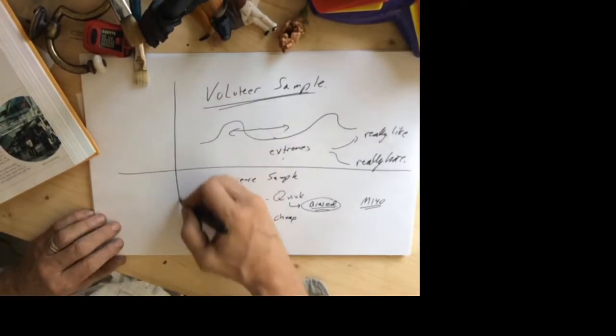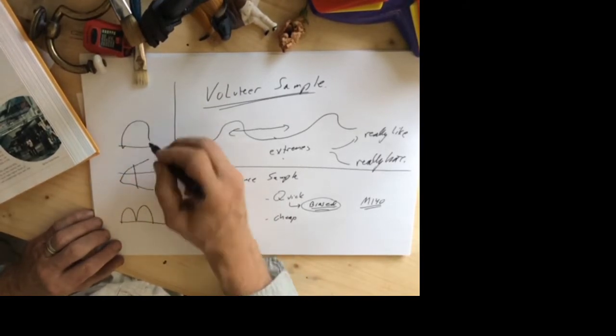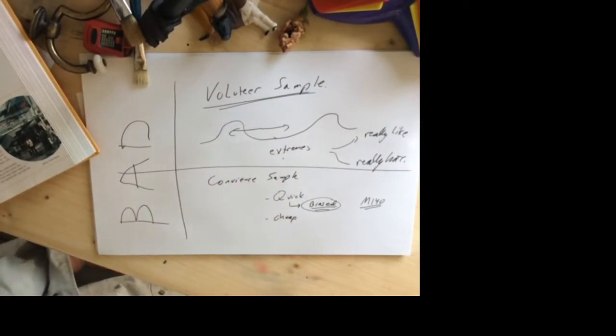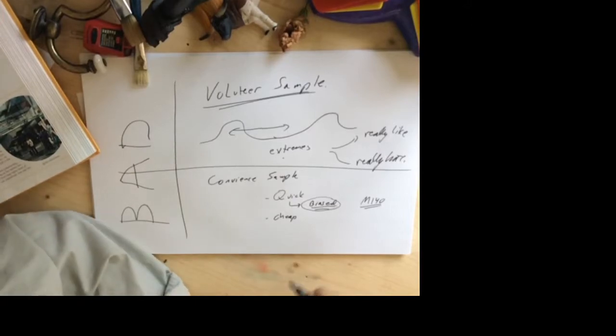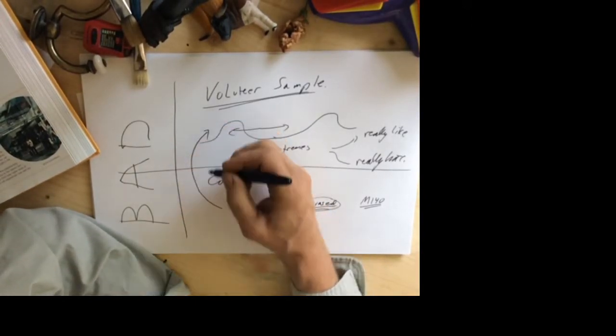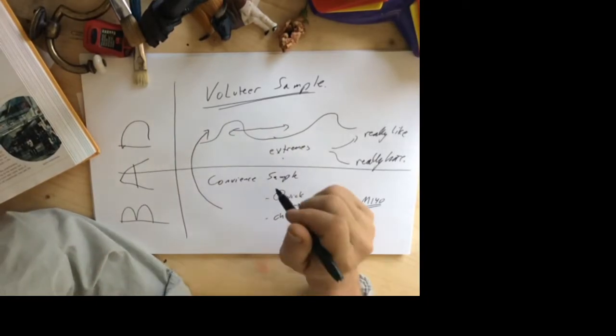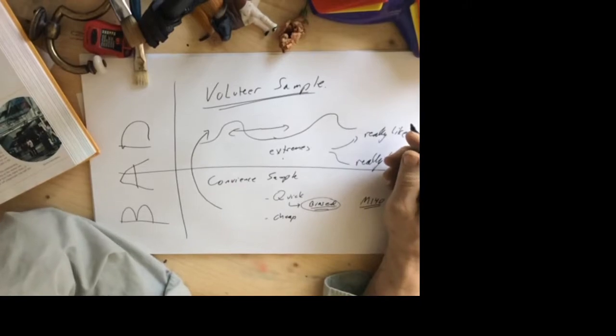So these are the bad samples. Now, any sample can actually be converted to a voluntary sample. So this convenience sample could become voluntary if too few people actually answered the question.